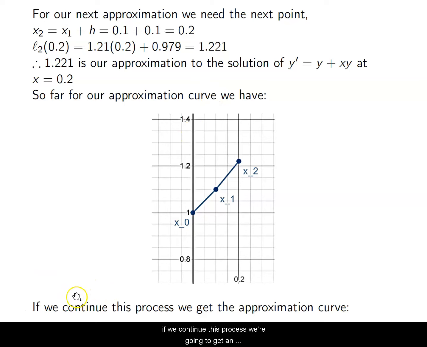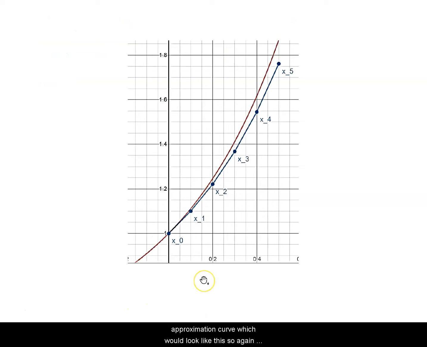So if we continue this process, we're going to get an approximation curve, which would look like this. So again, here I graphed our approximate numerical method solution against our actual solution, which we don't have, right? But you can see that it's rather close, right? It's relatively close until you start to get pretty far away, right?